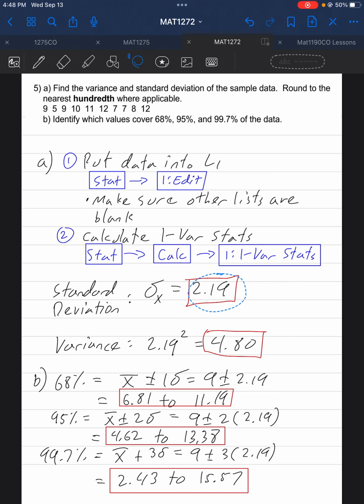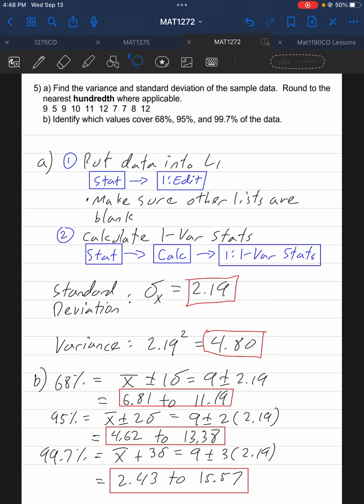Now the variance of a data set is the standard deviation raised to the second power. Generally, if we're calculating by hand, the variance will come first, and then the standard deviation will be the square root of that. Since we're using a calculator, it's going to be the reverse. We'll find the standard deviation, then we'll raise it to the second power to find the variance. The standard deviation is the number that is most used in real life.